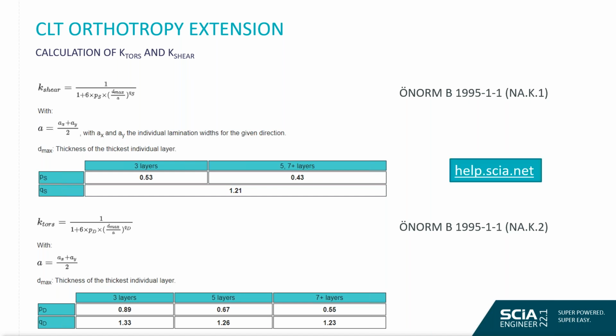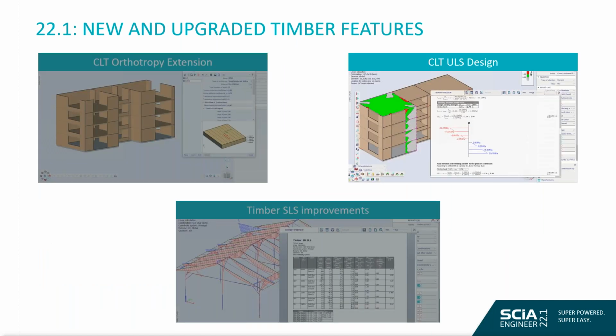All of the information on how the calculations are done, you can find as usual on our help.scia.net website. I will show you this also later inside the program, but first let's have a look at the cross-laminated timber design.